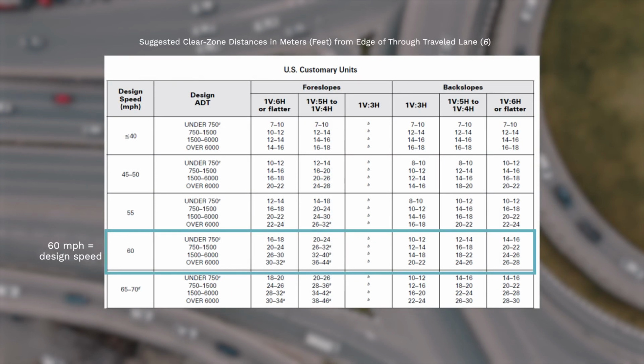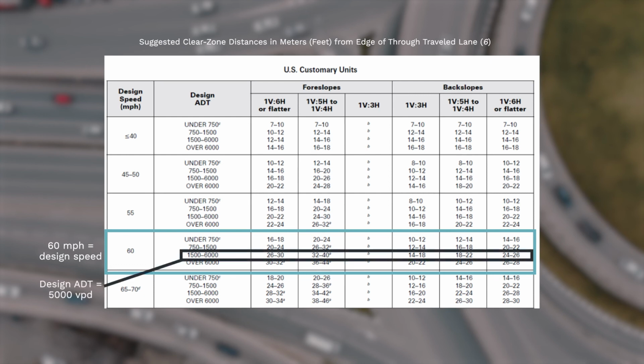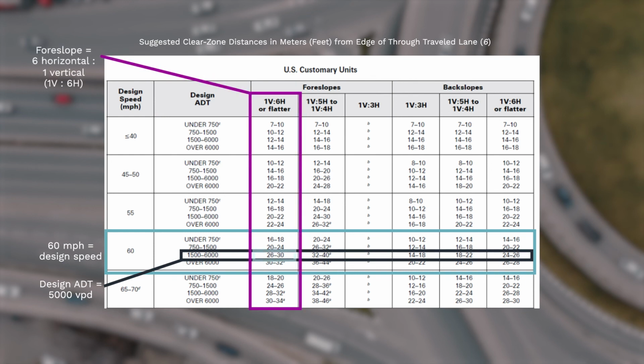Let's start with our design speed. That was 60 miles an hour, so we're going to enter into this row here. We had a design ADT, or average daily traffic, of 5,000 vehicles per day. We'll go ahead and enter in here between 1,500 to 6,000 ADT. We know that we're using a foreslope. We also know that we had a 6 horizontal to 1 vertical slope. And you can see here your clear zone width will be anywhere from 26 to 30 feet. We'll go ahead and utilize the lesser number of 26 as our more conservative number.